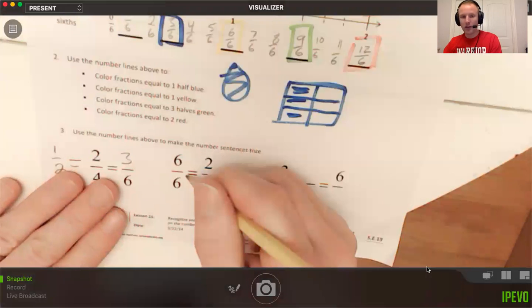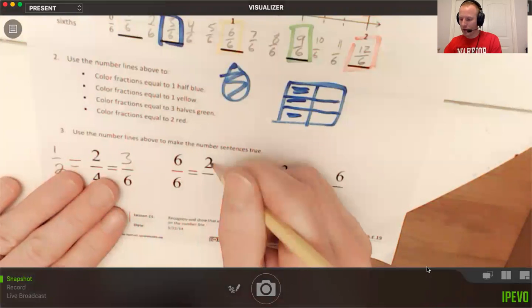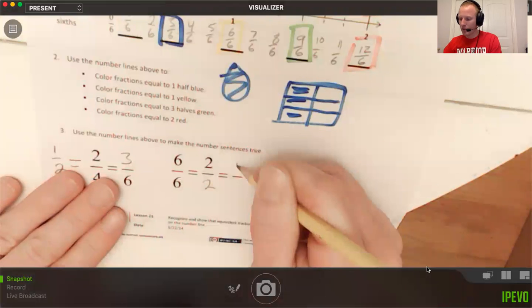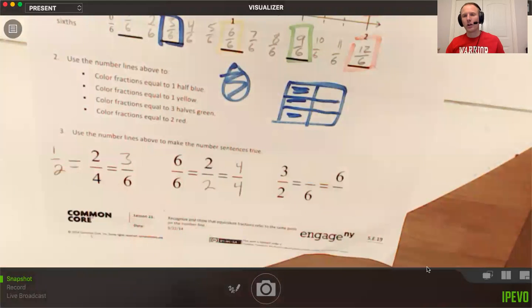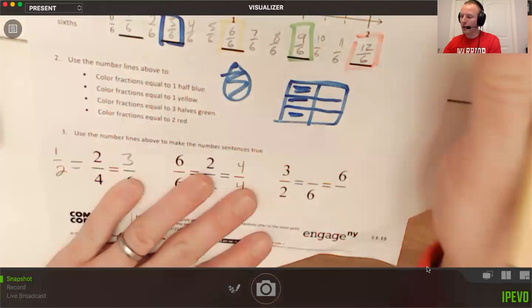6, 6, that's 1. So that's 2 halves, which is the same as 4/4. We know that one's a straightforward one. We've talked about that like 1,000 times this year. Anytime we have the same numerator and denominator within a fraction, that means we have 1 whole. And then the last one is 3 halves.